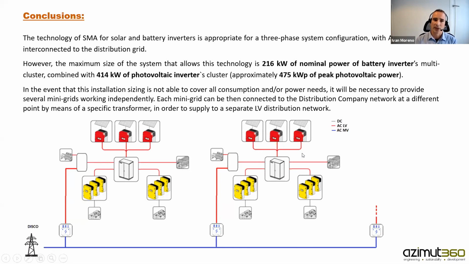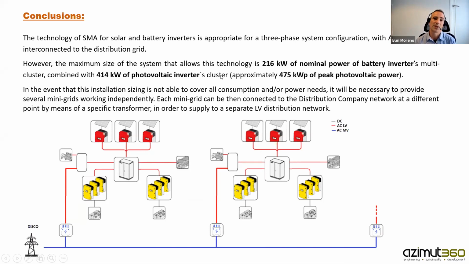Here, however, the maximum size of the system is 216 kilowatts of nominal power of battery inverters. Combined with the photovoltaic plant, it's 414 kilowatts of photovoltaic inverters nominal power. Then we can have bigger peak power, so approximately 475 kilowatts peak of photovoltaic power.